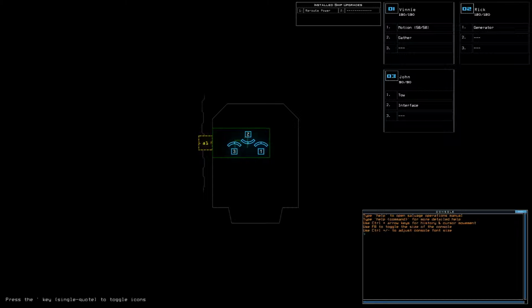Okay, we have reroute power, we have motion, we have 250 and 90 is 340 starting score, or 340 starting HP, 570 starting score. Right.